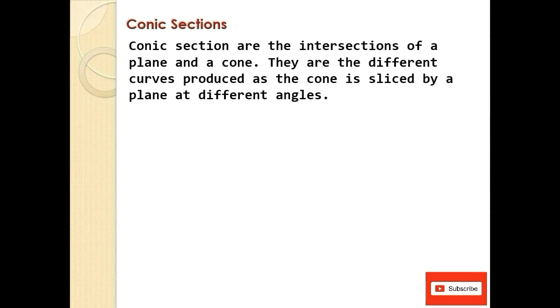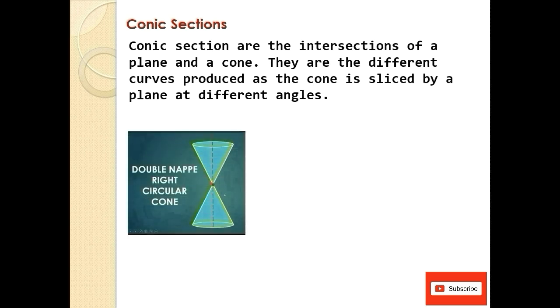What are conic sections? These are simply the intersections of a plane and a cone. When a cone is sliced by a plane at different angles, different curves are produced. To illustrate, here is a double napped right circular cone.